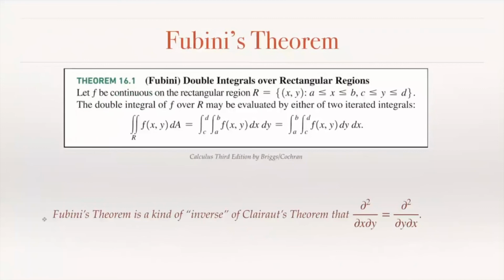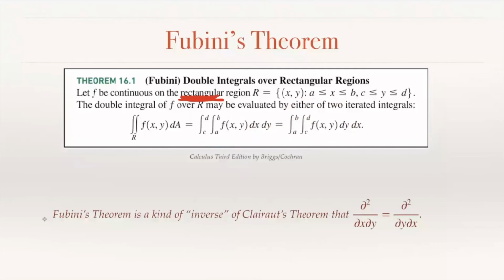And that's exactly what Fubini's theorem says. It says that if we are over a rectangular region R, or x between a and b and y between c and d, then the double integral will be the integral from a to b dx, the bound along x, and then from c to d dy, bound along y. Or we can swap the two, and then these bounds just get swapped. C to d along y, and then a to b along x.